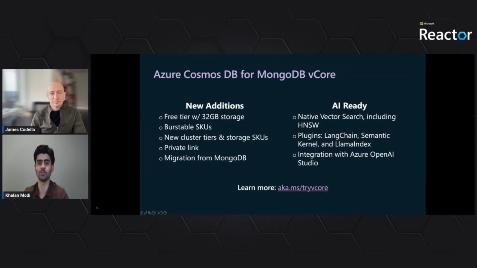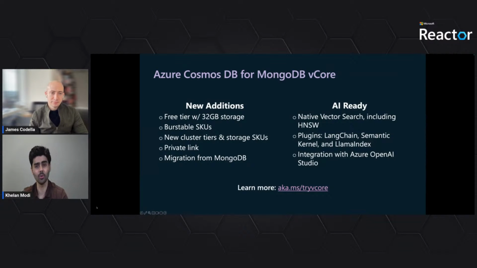We're also proud to announce we just introduced the free tier, which gives you 32 gigs of storage, which is 64 times more than you'll find anywhere else in the market. We also introduced burstable queues. We have an option to have new cluster tiers and storage queues. We provide features like private link, and we also have easy migration from MongoDB to MongoDB vCore.